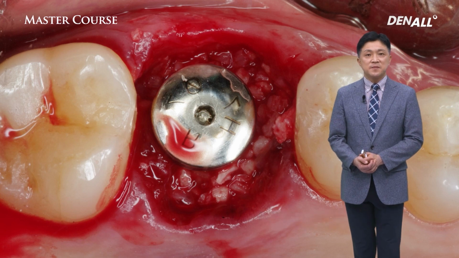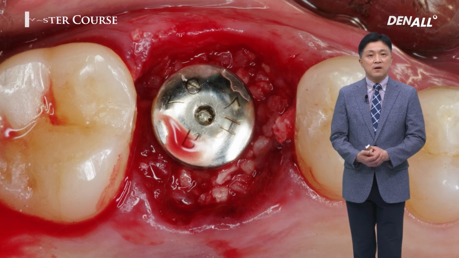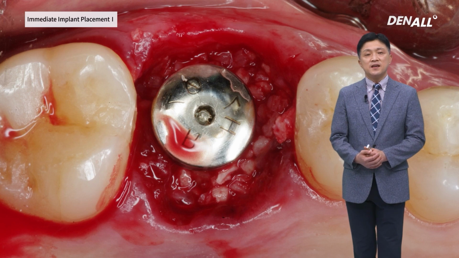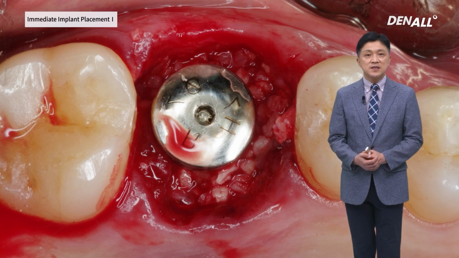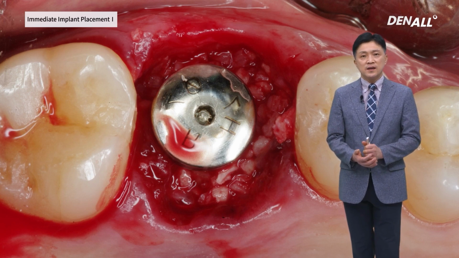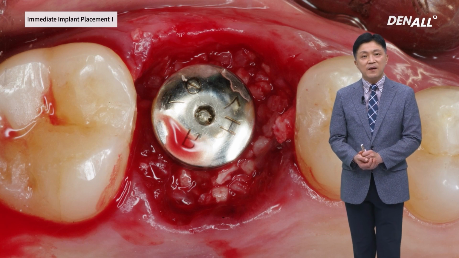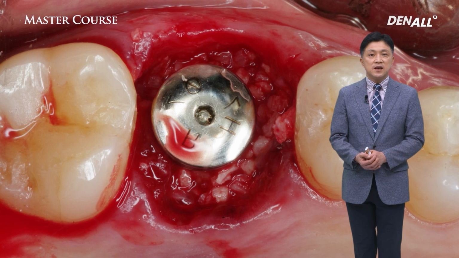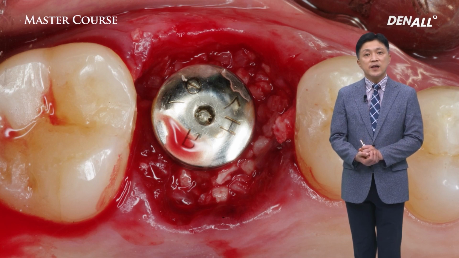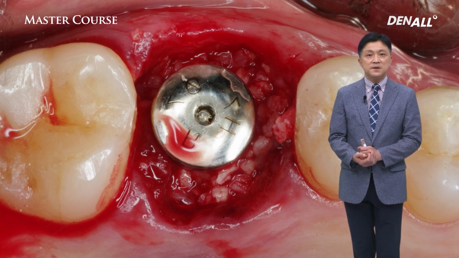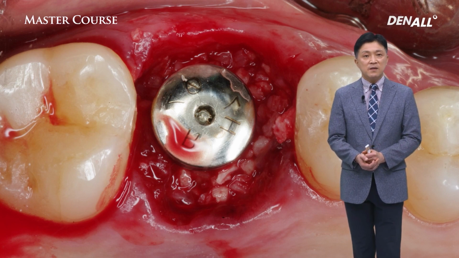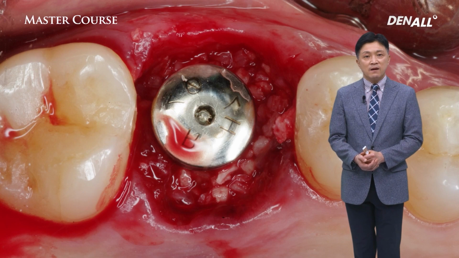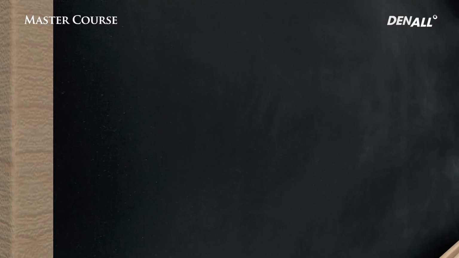Today I'm going to talk about immediate implant placement: the theories of immediate implant placement, the precautions that we need to take, and the prognosis. Immediate implant placement means that after extraction, you place the implant body in the extraction socket. This is being done regularly.